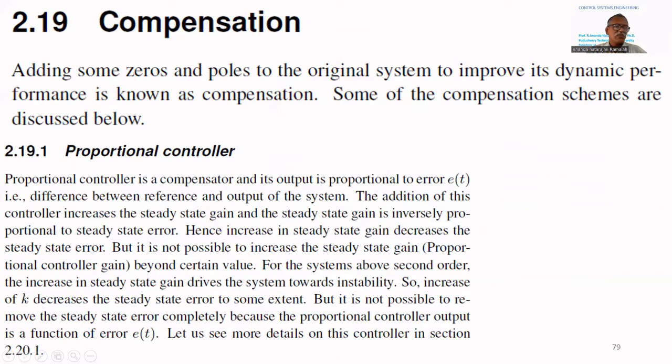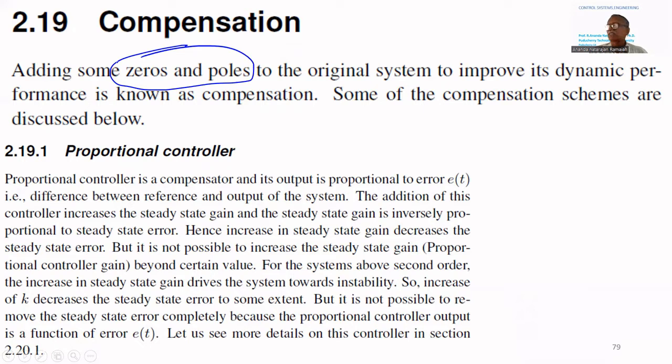What we have seen so far is addition of poles, addition of zeros. Addition of zeros and poles are called compensation. Sometimes in the examination, they will ask in terms of compensation. Adding some zeros and poles to the original system to improve its performance is known as compensation.